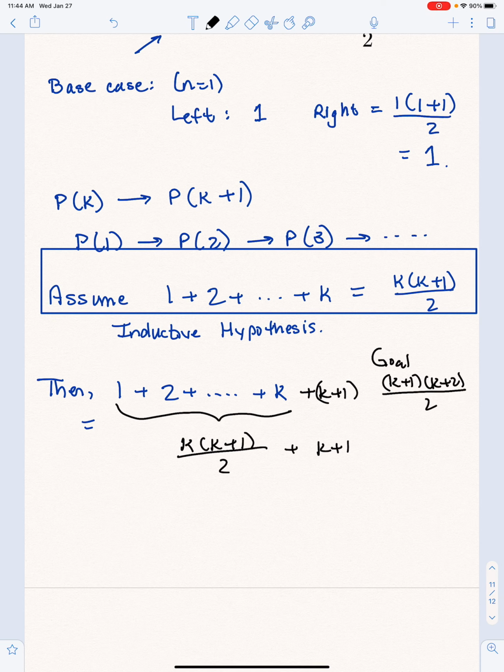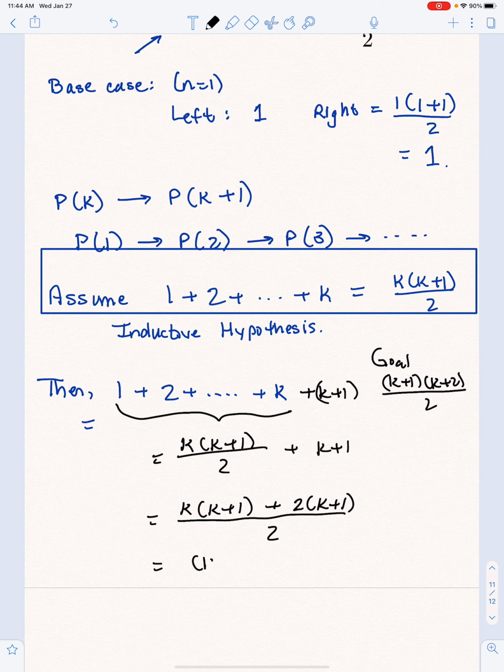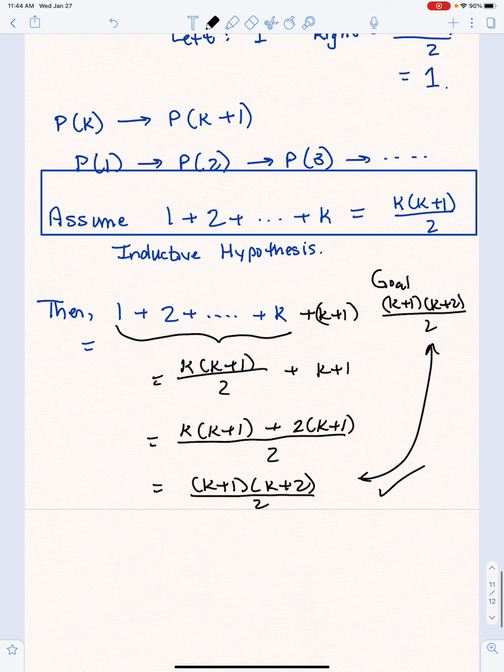So what I'm going to do is make a common denominator. So I'm going to say this is k times k plus 1 plus 2 times k plus 1, all over 2. And look at that. I can factor out a k plus 1 in the numerator. And I'm left with k plus 2, and that's all over 2. And hey, that's the goal. So therefore, adding up the numbers 1 through n does indeed follow this formula.